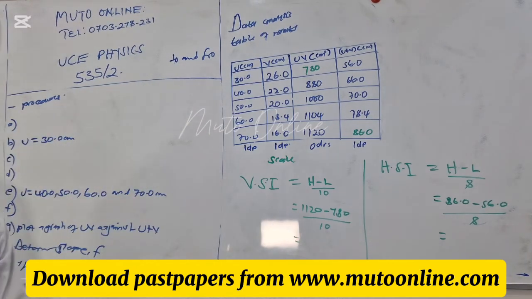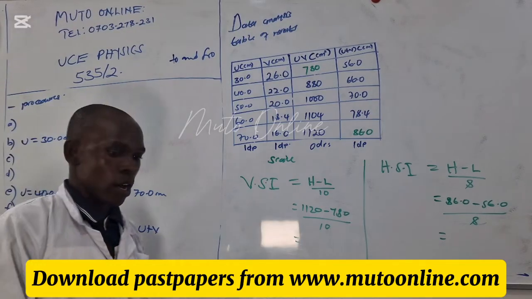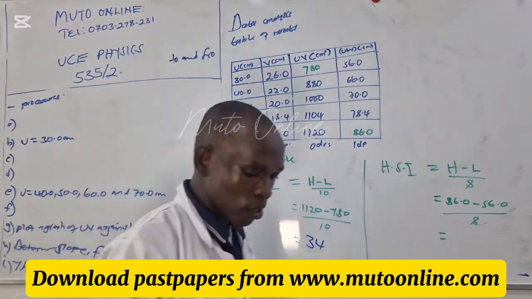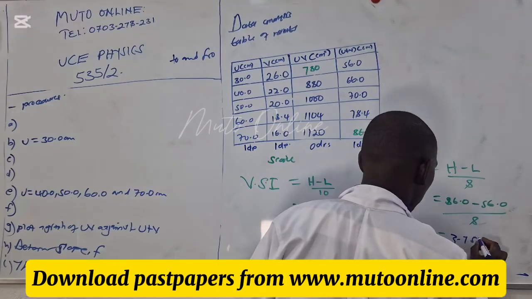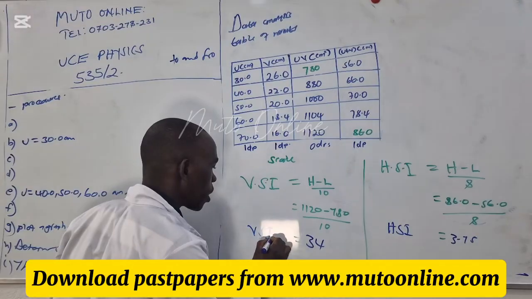Now, let me try to get these values. We have 1120 minus 780, but divided by 10, we get 34. Then 86 minus 56 divided by 8, I get 3.75. So here we get 34. Then here we get 3.75. This is the horizontal scale indicator. This is the vertical scale indicator.